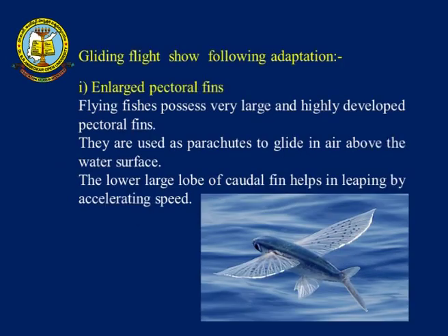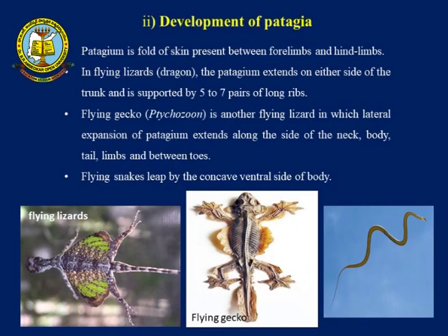In the gliding type, you can see here the enlarged pectoral fin. The Exocoetus, the flying fish, you can see over there. The flying fish possesses very large and highly developed pectoral fins. They are used as parachutes to glide in the air above the water surface. The lower large lobe of the caudal fin helps in leaping by accelerating the speed. That is the reason why they are able to swim in the water, as they accelerate the speed.